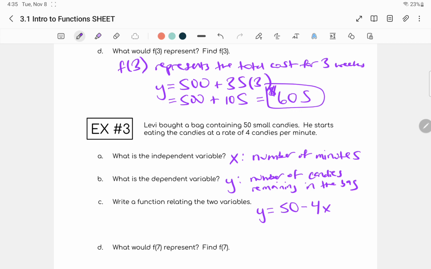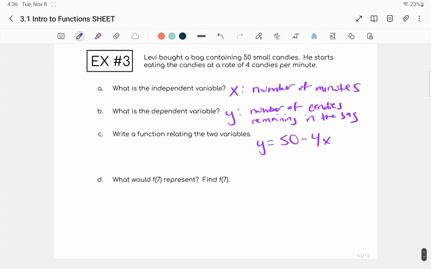Again, this is different because there's no money, but he's starting with 50. He's eating 4 per minute, so we're subtracting 4x. So our total, again, our number of candies remaining in the bag is going to be 50 minus a multiple of 4. However many minutes he's been eating will give us our total remaining in the bag.